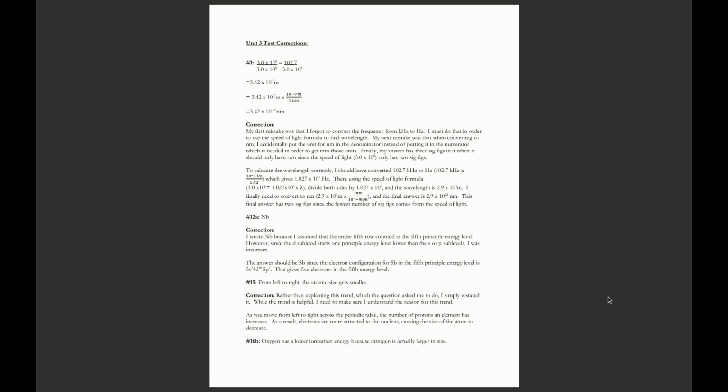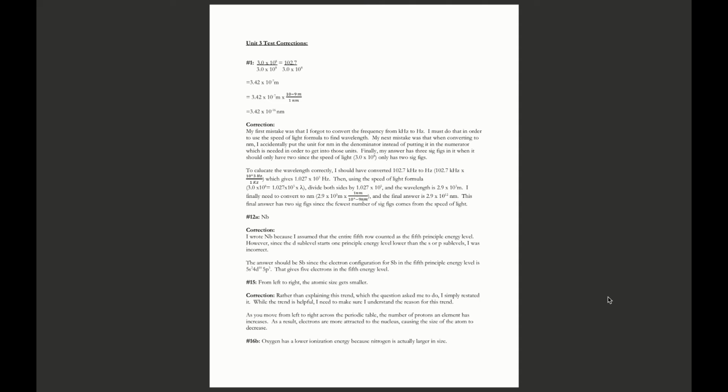Now let's address it. The correct answer is Sb, since the electron configuration for Sb in the 5th principal energy level is 5s2, 4d10, 5p3. That gives 5 electrons in the 5th energy level. So I've clearly explained the correct answer.